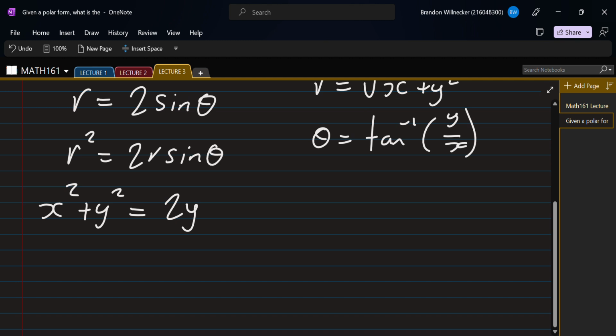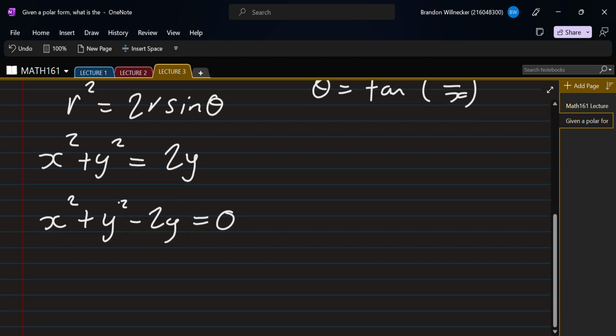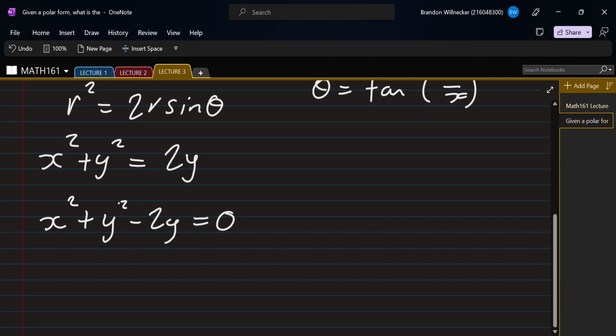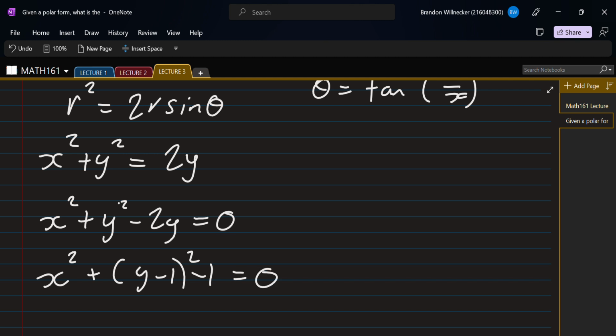Okay, so this doesn't look so much like a circle, but we can do completing the square again. So we're going to have x squared plus y squared minus 2y is equal to 0. We can complete the square on y, so we get x squared plus y minus 1 squared. If we expand this out, we get y squared minus 2y plus 1. We don't want the extra plus 1, so we minus 1, and this is equal to 0.